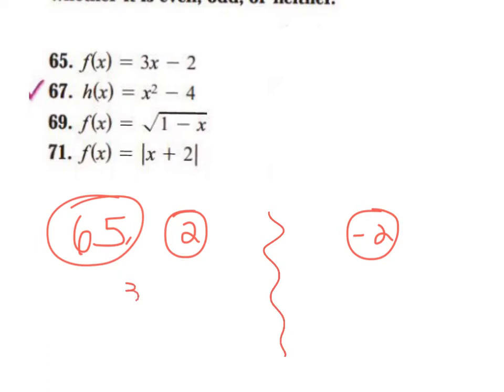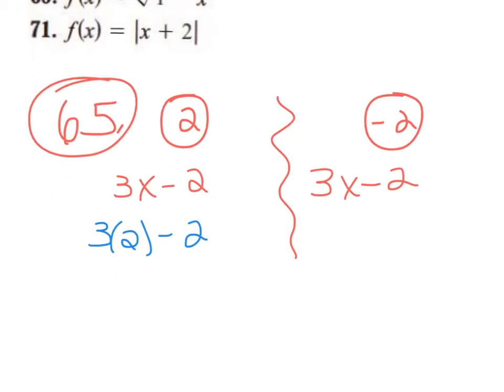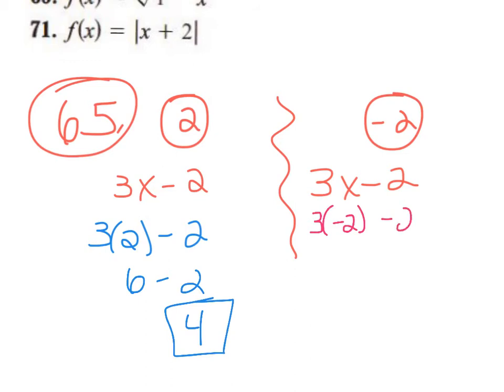So I have my function 3x minus 2. All right, so I'm going to plug in +2 over here. So I'm going to say 3 times 2 minus 2. What's 3 times 2? 6 minus 2 is 4. All right, now I'm going to go on the other side, and I'm going to plug in what number? -2. So 3 times -2 is -6. -6 minus 2 is -8.